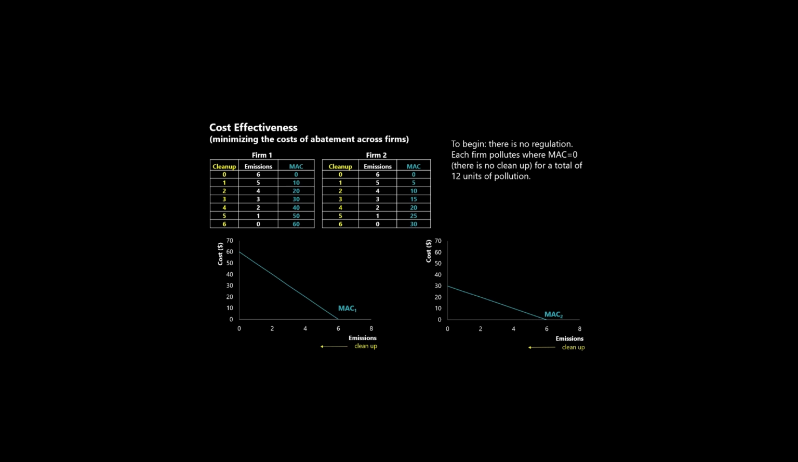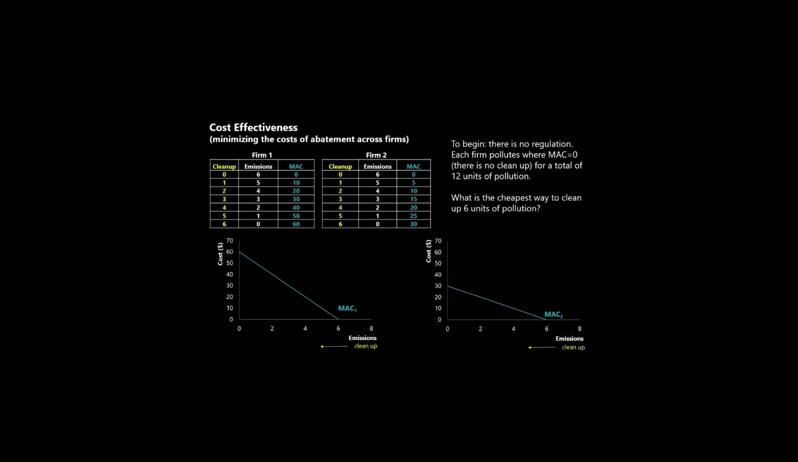To begin this example, we're going to assume that there's no regulation, and that means that each firm pollutes where the marginal abatement cost equals 0. That is, there's no cleanup, and here we're at a total of 12 units of pollution. This is because Firm 1 is going to produce 6 units of emissions, where the marginal abatement cost crosses the x-axis, and Firm 2 is also going to emit 6 units of pollution.